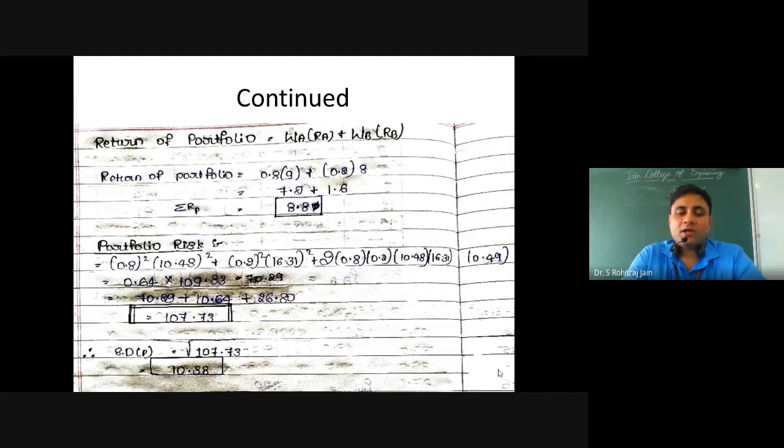Symbolically, the standard deviation of the portfolio is written as sigma P, right? First we get the variance of the portfolio, that is 107.73. When you take the square root of that, I get the standard deviation of the portfolio to be equal to 10.38.